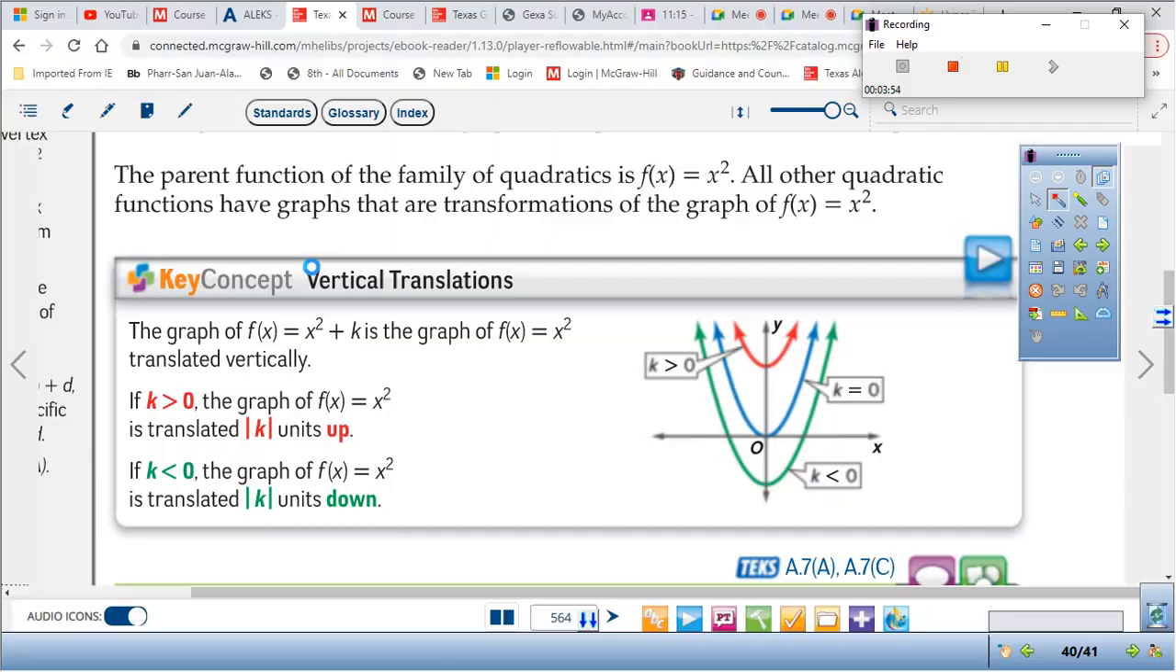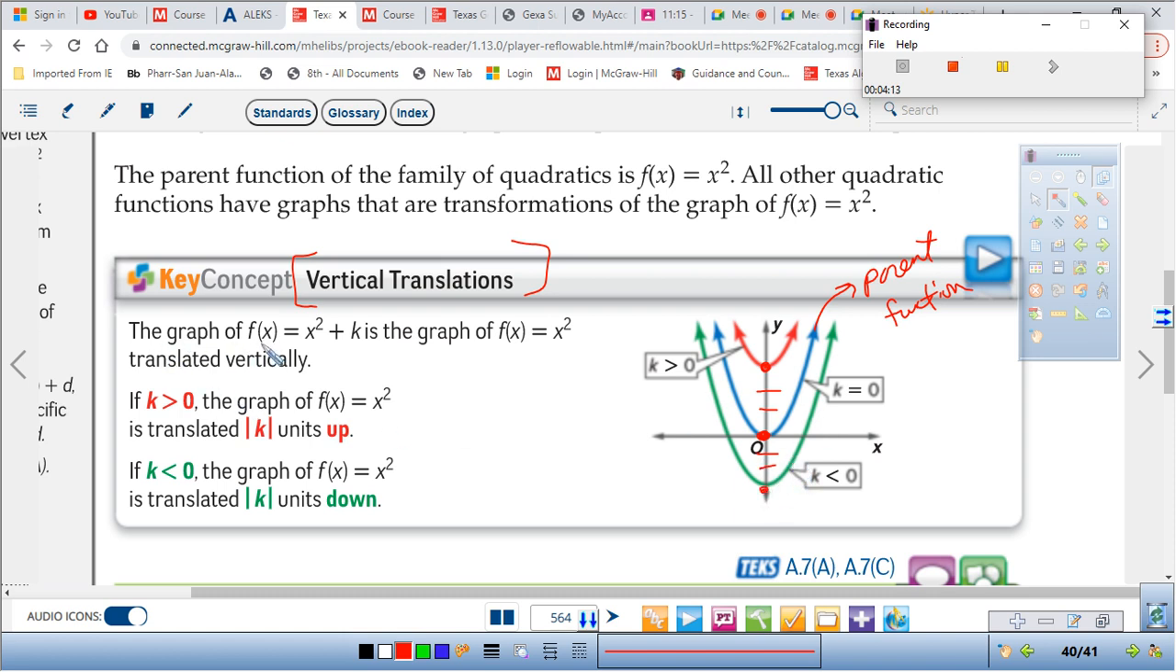So copy this real quick. Vertical translations. This is the parent function, guys. This blue one. Parent function. When they slide it up, they're talking about the vertex. How many units did it go up? When they slide it down, how many units did it go down?